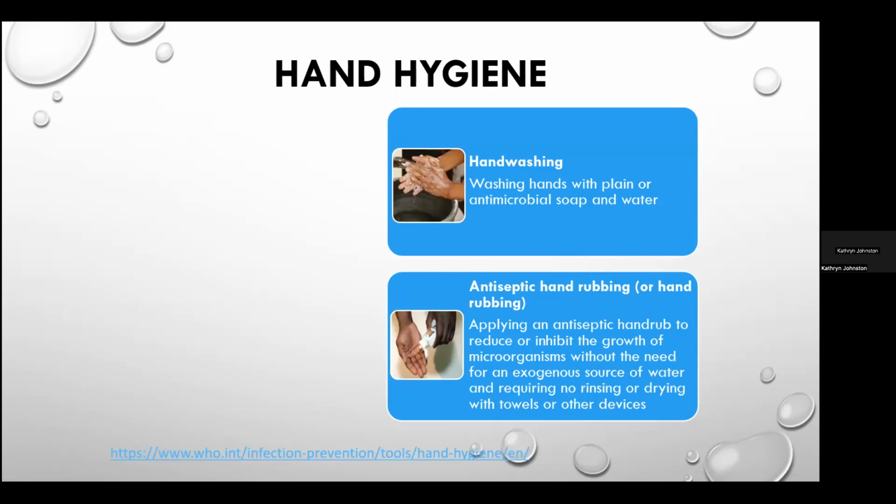So we're going to talk first about hand hygiene. So conducting hand hygiene at the right time, using the right technique with either an alcohol-based hand rub or soap and water and disposable clean towels is critical. So first and foremost in standard precautions is hand hygiene.